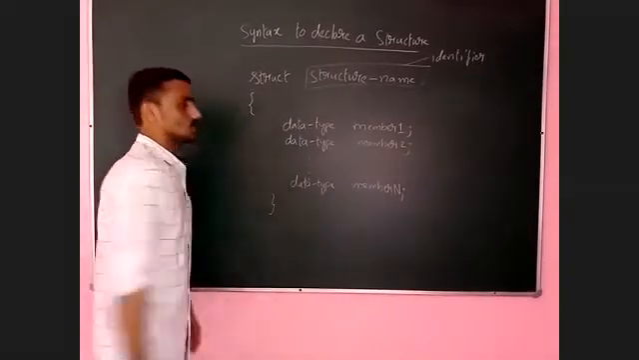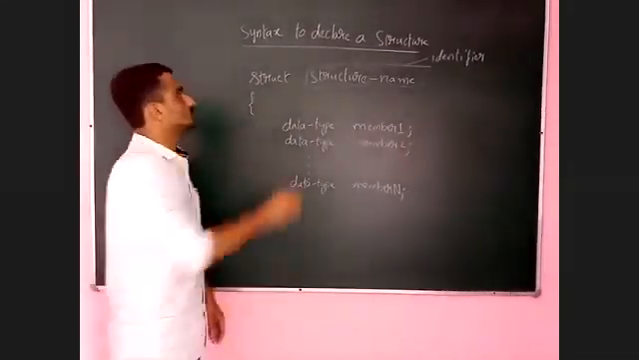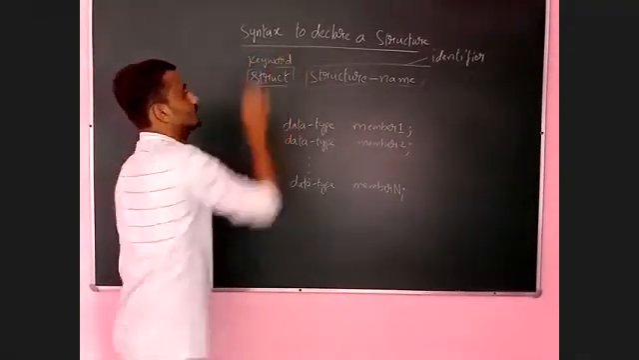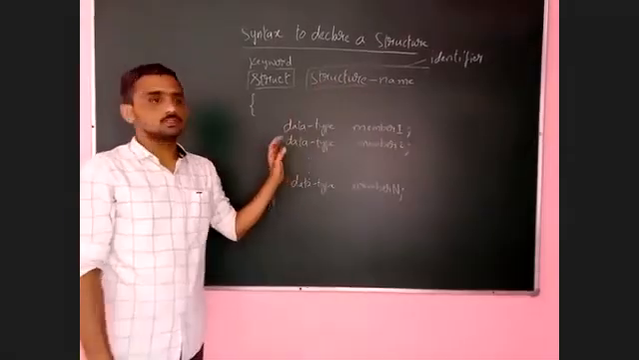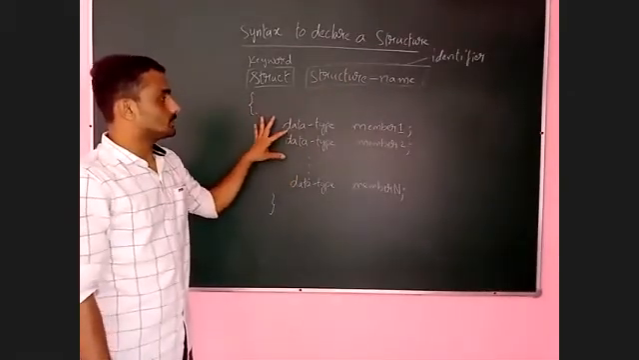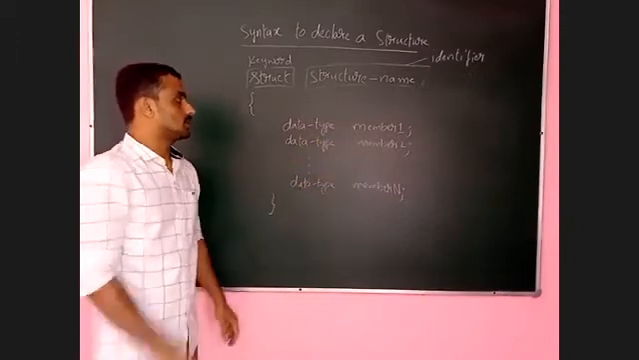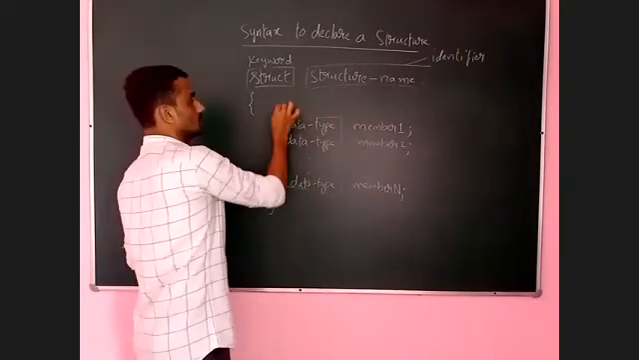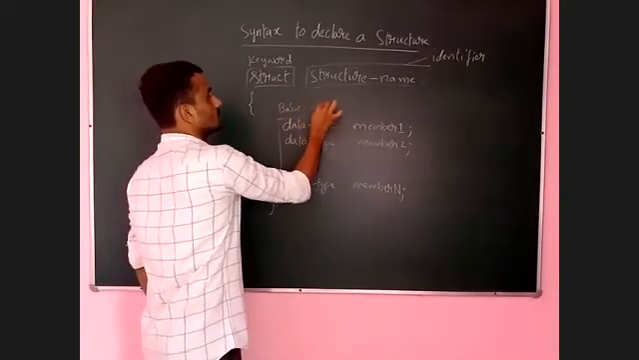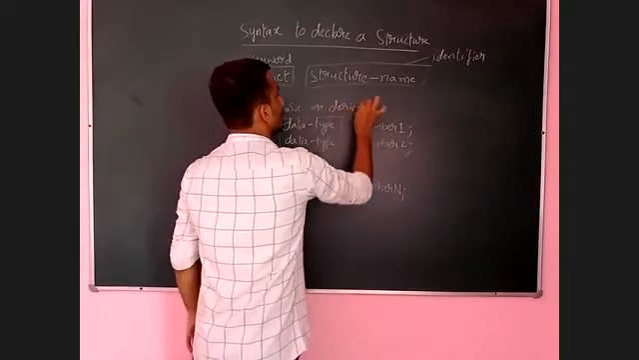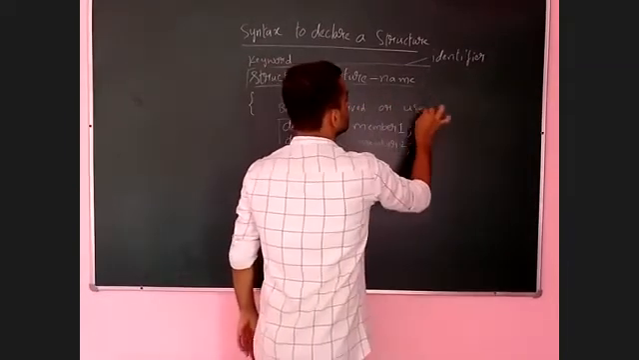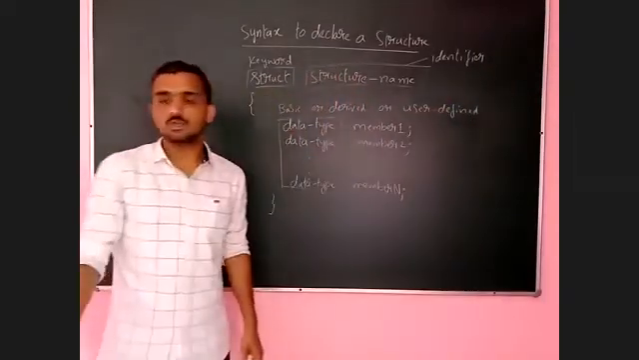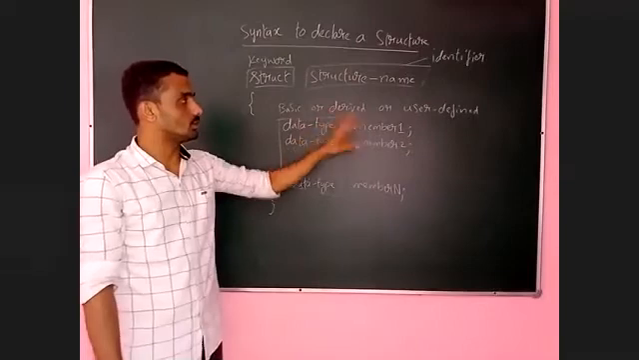So we should close the structure, right? Closing brace. So struct is called a keyword. Okay. Keyword, and this is an identifier. So opening brace, data type, member one, data type, member two, after member n. And remember, these data types can be either basic or derived or user defined. Basic, derived, or user defined data type. Understood? So this can be basic or derived or user defined data type.